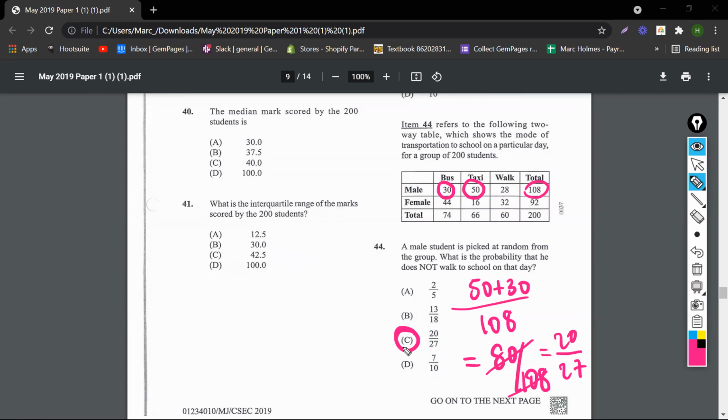So they're asking you for the probability that a boy doesn't walk on that day if a boy is chosen out of all the boys that take the bus, take a taxi, or walk. And the probability is clearly 80 over 108, because there are only 108 boys anyway. You can't put the boys into the girls.